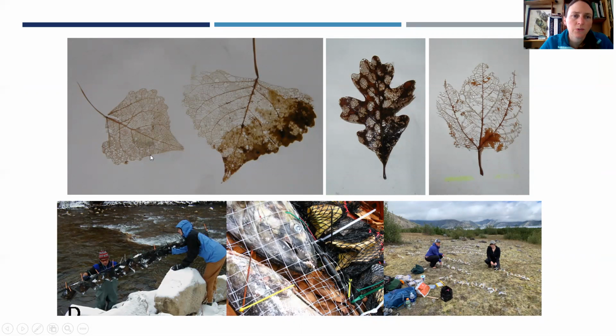Another option is to create your own material, like say you're interested in who colonizes leaf litter. You could make leaf litter bags. Here we are interested in leaf litter decomposition next to salmon carcass decomposition.